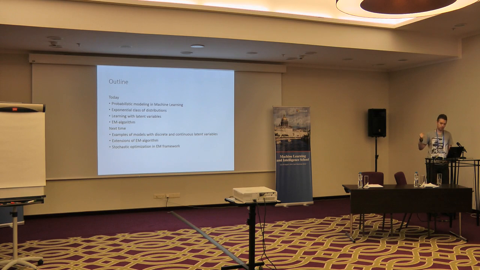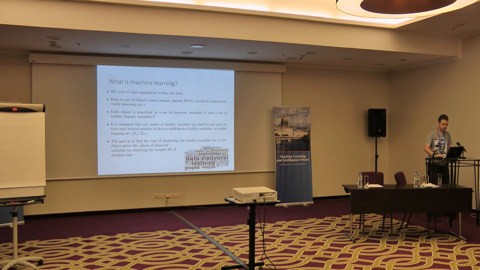Finally, we'll consider learning with latent variables and present a general form of the EM algorithm, probably at the end of today's part. And next time, we'll consider several examples of real-world models with discrete and continuous latent variables, and how the EM algorithm can be adapted for learning these models. Then we'll consider several interesting extensions of the EM algorithm, and finally conclude with stochastic optimization and how this concept, which is extremely efficient in the case of big data, can be applied in the EM framework.